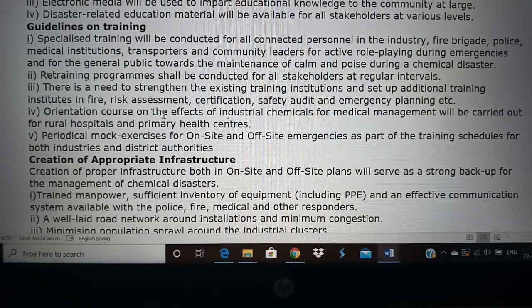Finally, orientation courses are provided for all the people in the medical hospitals and industries, so that when there is a chemical risk, the medical people know what treatment should be given and how it should be given.